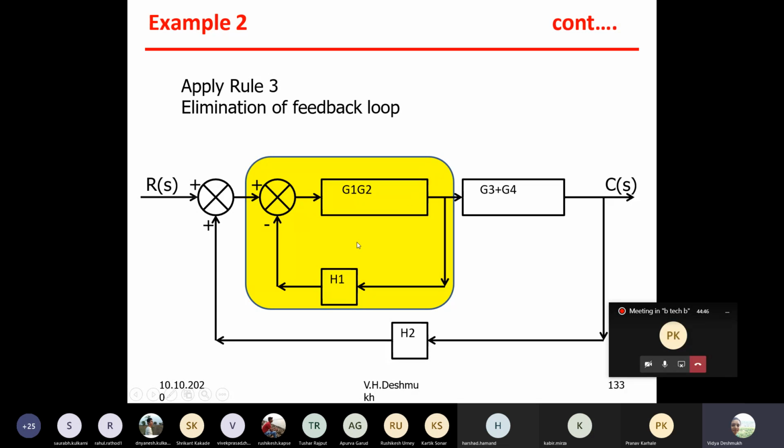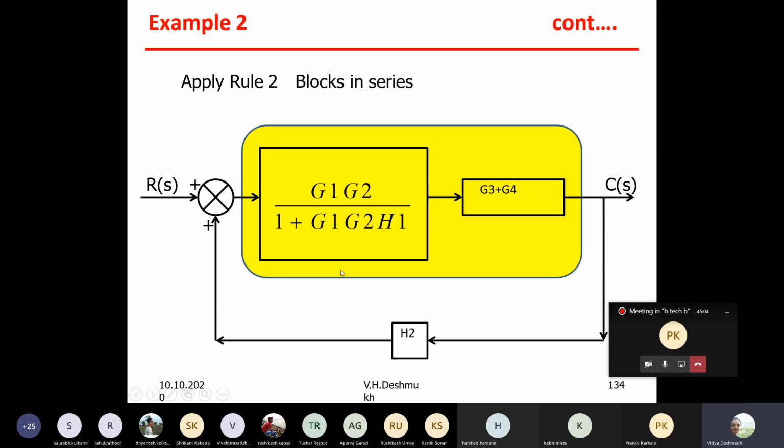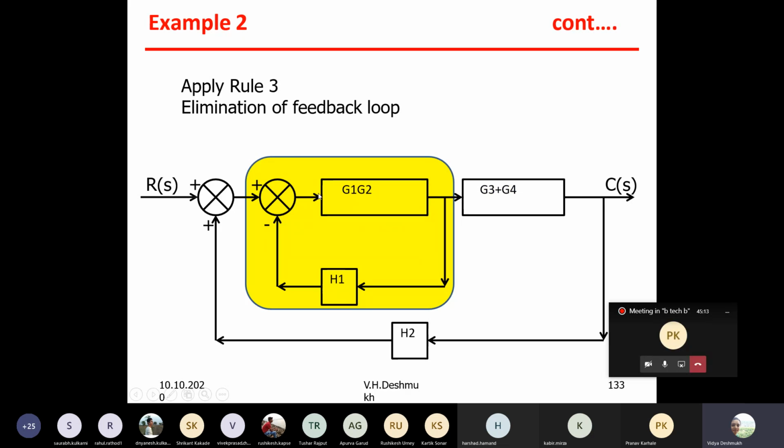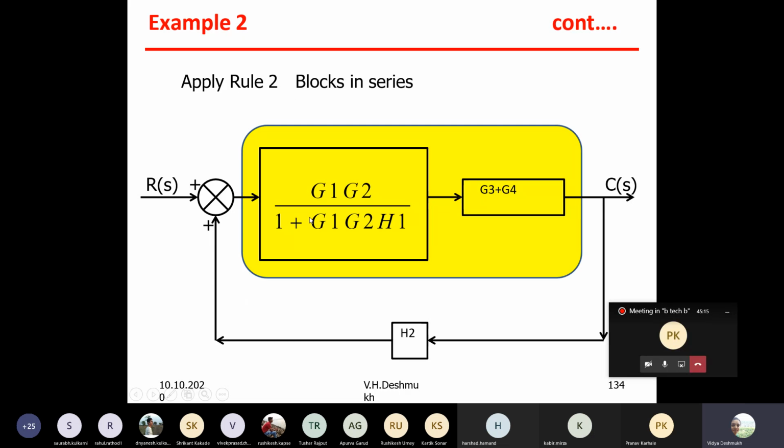elimination of feedback. So what is the equation? G1 into G2 divided by 1 plus. Why 1 plus? Because feedback is negative, so we have to write 1 plus G1 G2 into H1 like this. It is 1 minus G1 G2 H1 when feedback is positive. Now feedback is negative, so we write here 1 plus G1 G2 into H1.